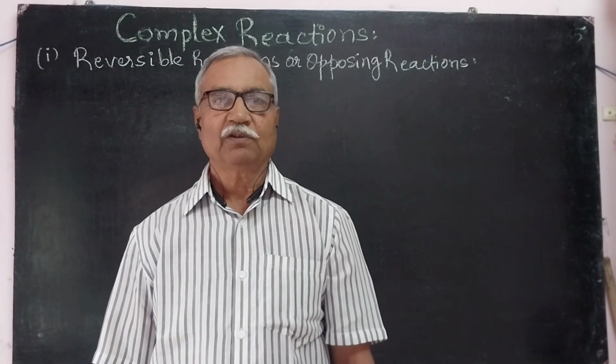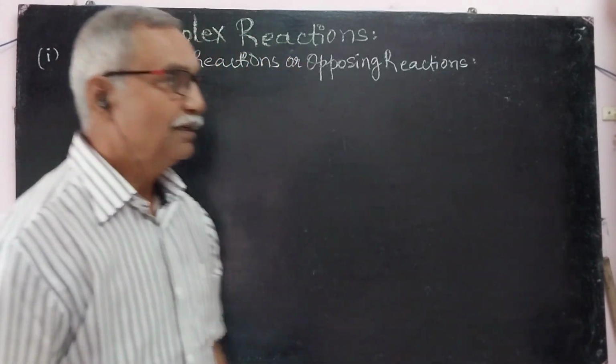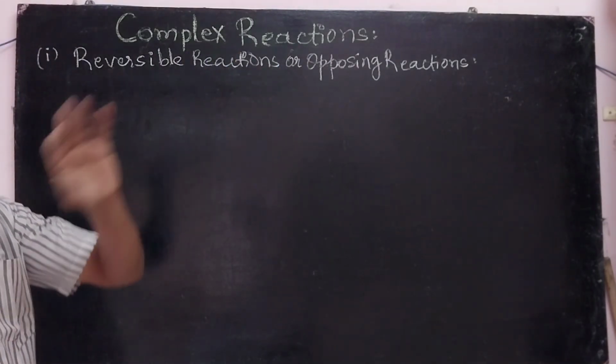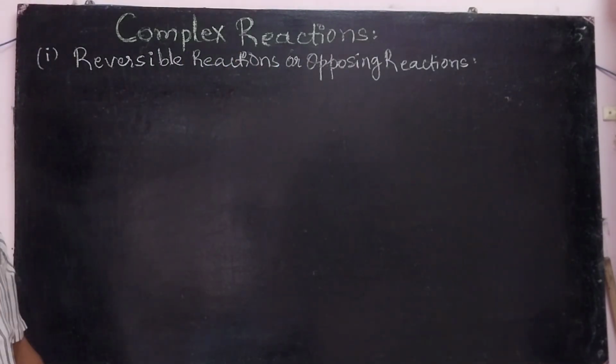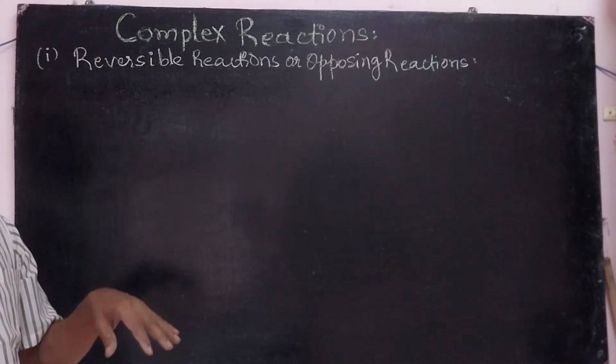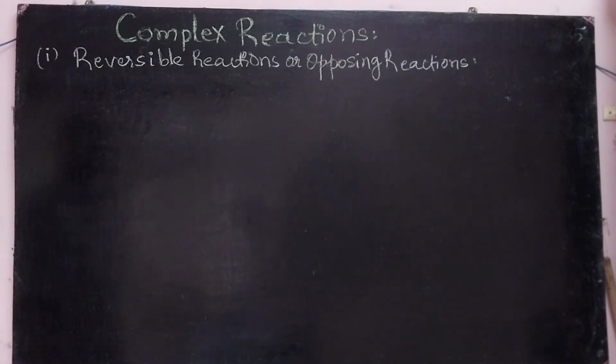In this video, you are going to study about the complex reactions. In that, first let us study about the reversible reaction or opposing reactions. Reactions which take place in the opposite direction are reversible to each other. They are called the reversible reactions.